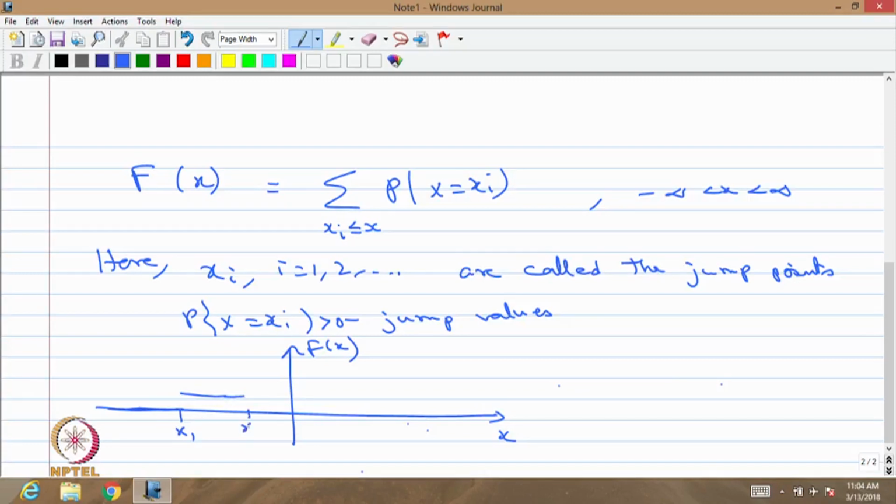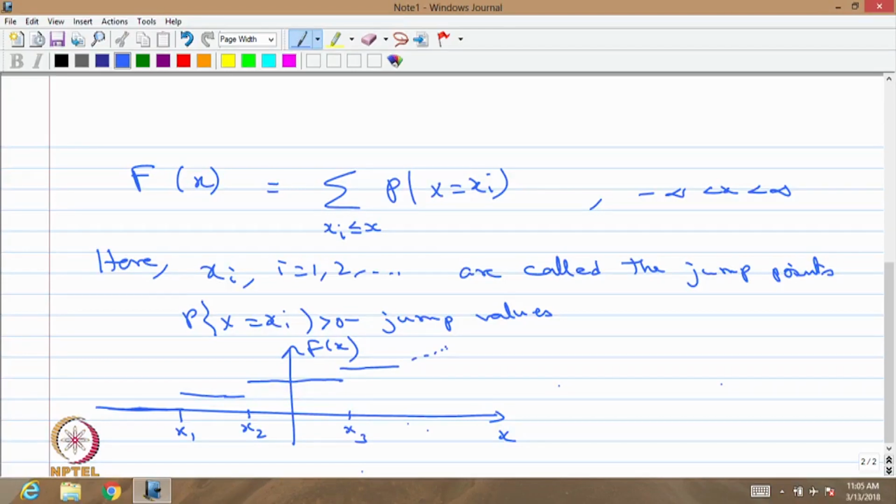Till the next point x2, the value is the same, and the CDF has a jump at the point x2. Suppose at x2 the next jump is some value. So, P of x equal to x2, there is a jump. This difference in height is the jump value. Till x3 it has the same value, then there is a next jump.